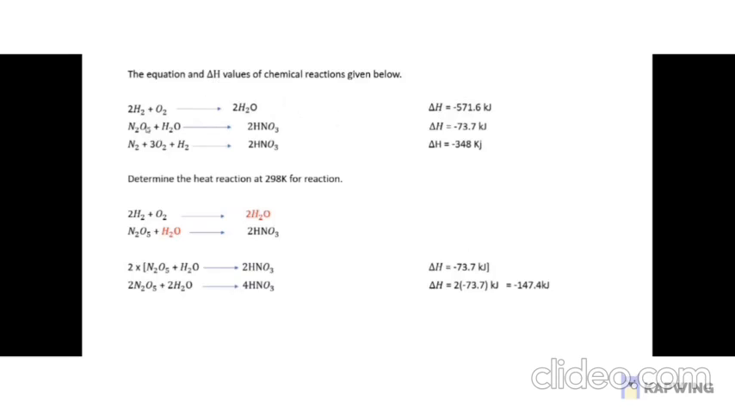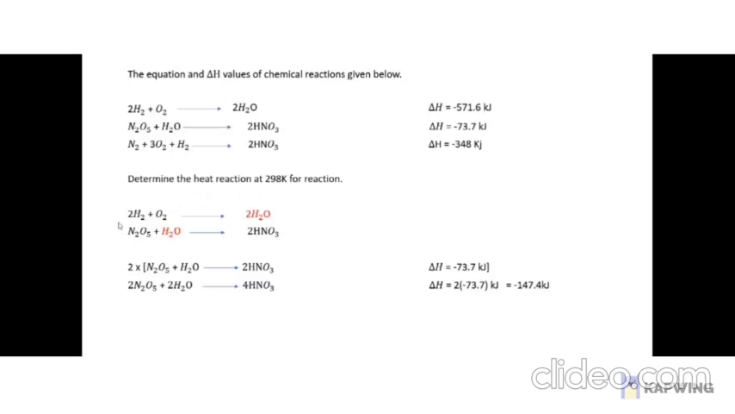The second chemical reaction is 1 mole of dinitrogen pentoxide reacts with 1 mole of water to produce 2 moles of nitric acid, and its delta H is equal to negative 73.7 kilojoule. The third chemical reaction is 1 mole of dinitrogen reacts with 3 moles of oxygen and 1 mole of dihydrogen to produce 2 moles of nitric acid, and its delta H is equal to negative 348 kilojoule. The question asks us to determine the heat of reaction at 298 Kelvin for the reaction.